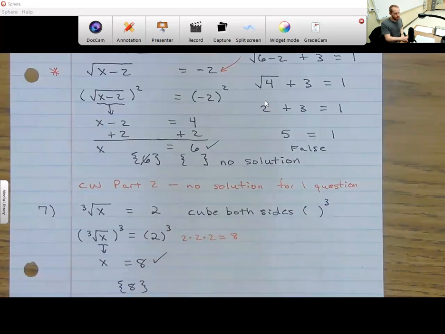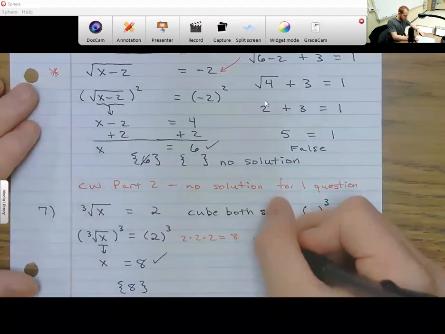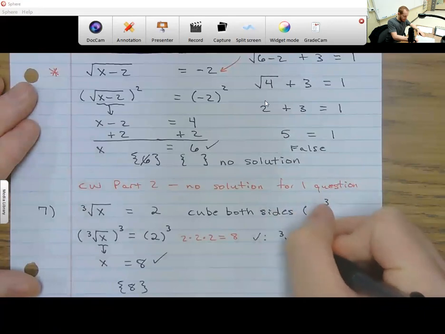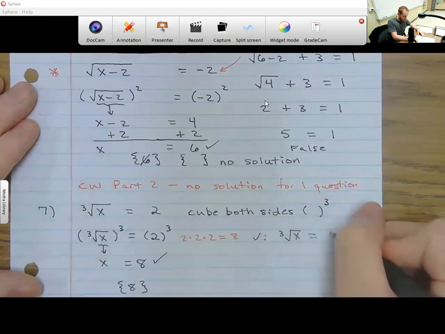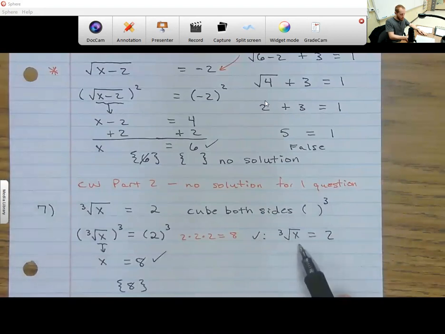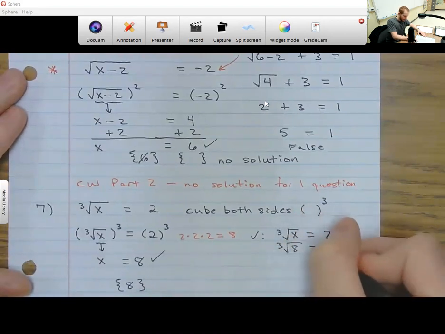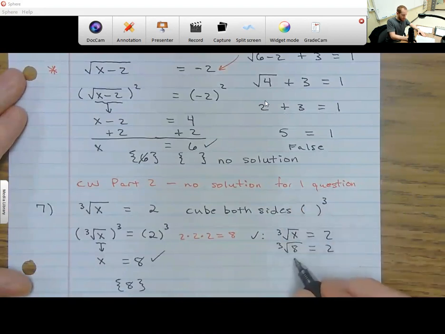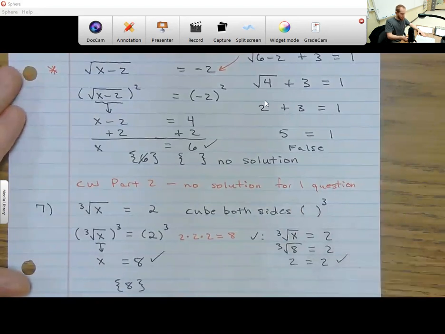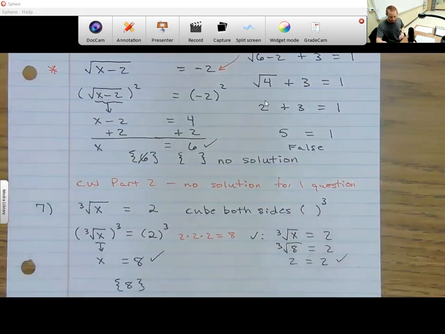Okay? So now let's check our work like we usually do. I write down my original equation, and wherever I see an x, I'm going to put in the answer that I got, this 8 right here. And what's the cube root of 8? That's going to be positive 2. So I get 2 equals 2. So that works. Good. Okay, so that's how you solve a cube root equation. You're not squaring both sides because the index is 3 now. You actually have to cube both sides.